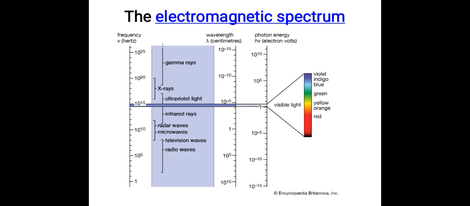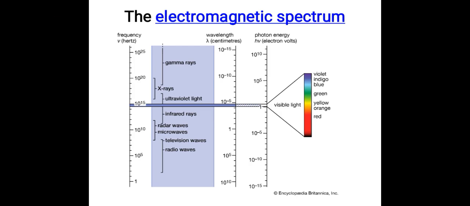Then the electromagnetic spectrum. This is something which we have heard earlier but still don't know what it is. So frequency in hertz is represented, and then we can see that arrangement. Radio waves are there, television waves are there, radar waves, microwaves, infrared rays, ultraviolet light, gamma rays, and when we separate the visible light into parts, we can see it is transformed into violet, indigo, blue, green, yellow, orange, and red color. So wavelength is there, photon energy h nu, electron volts is there.